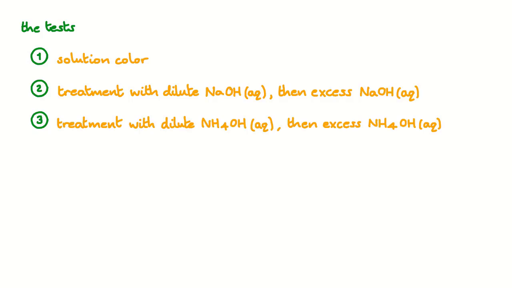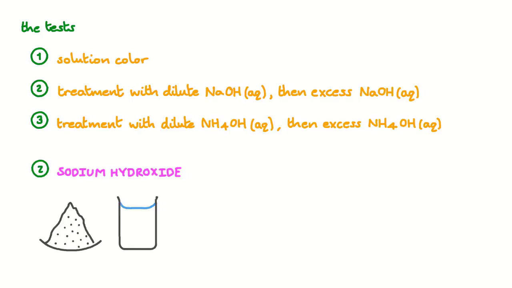And our second chemical test involves treatment with first dilute ammonium hydroxide and then an excess. Some of the ions respond differently to ammonium hydroxide solution than sodium hydroxide solution, allowing us to distinguish one from another. There will also be a special test for the ammonium ion, which we'll come to later.